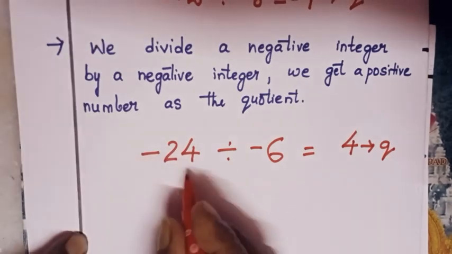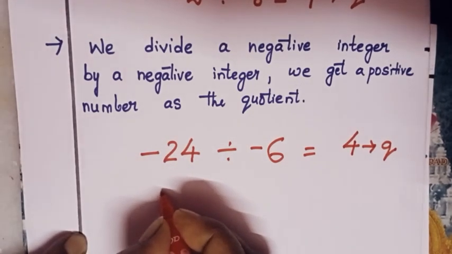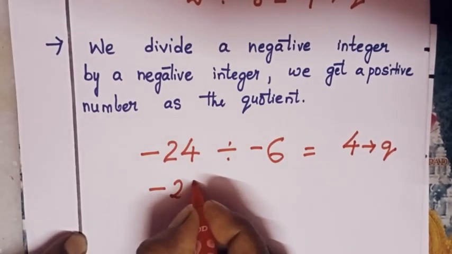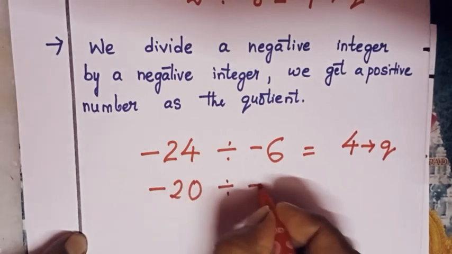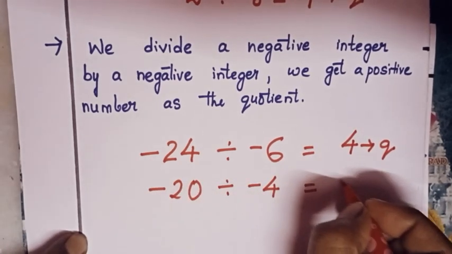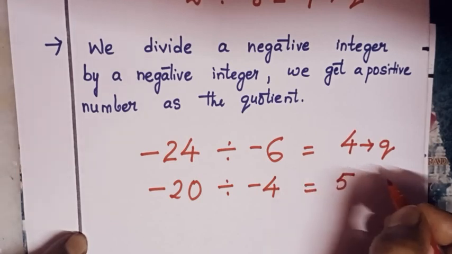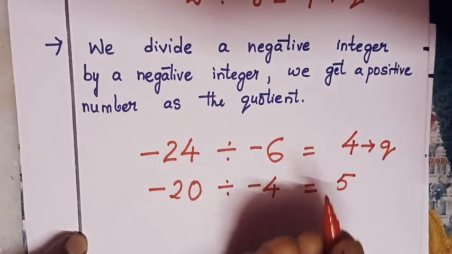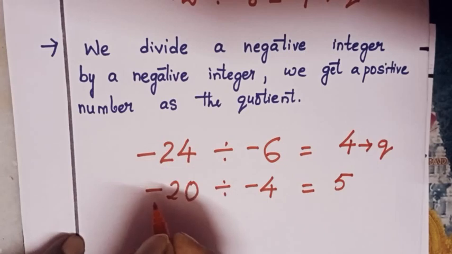For more examples, I'll give you 20. Minus 20 divided by minus 4. How much will we get? Yes, 5. Go for more examples. You take your own numbers to try this, children.